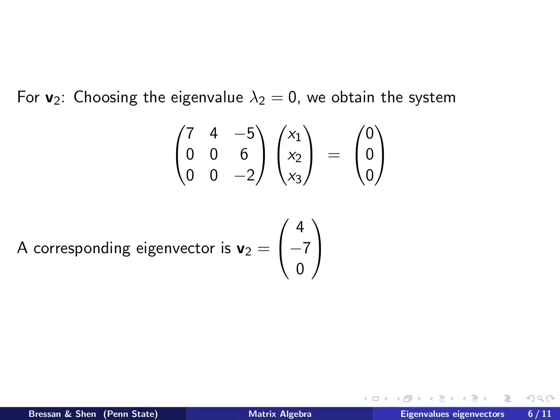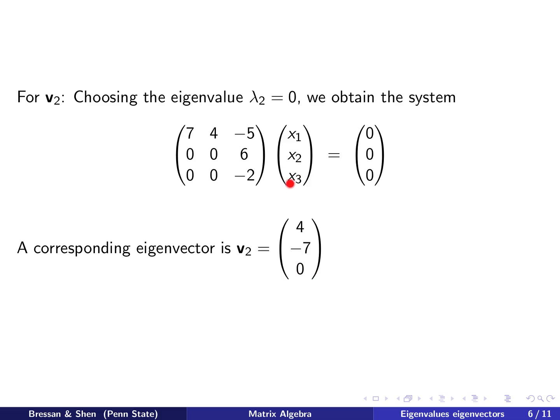Now let's find the second one, lambda 2 equals 0. So this will just be A, because minus lambda I is just minus 0. So we'll have A times x equals 0. And how do we solve this? Well, we see that the second and the third equation here would both require that x3 should be 0. So we set that to be 0.